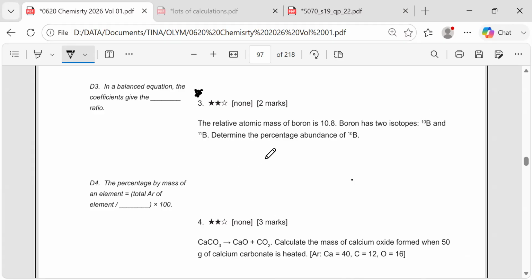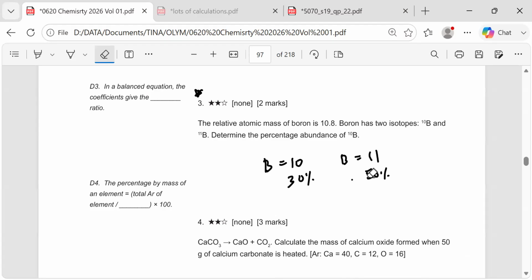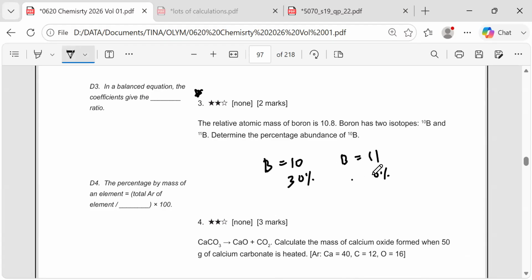there are two kinds of isotopes, boron 10 and boron 11. What we do is, if this is 50%, then this will be 50%. Then the relative mass will be 10 times 50% plus 11 times 50%, over 100, and then we will get 10.5, right? If this happened to be 30%, then this would be 70%, correct? And then our calculations will be different again.